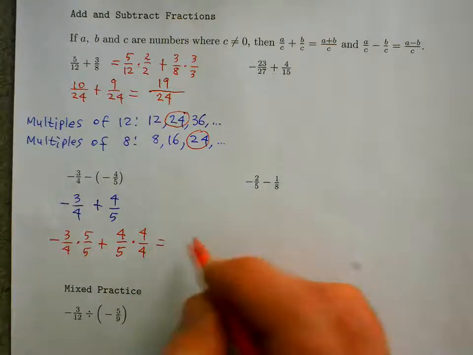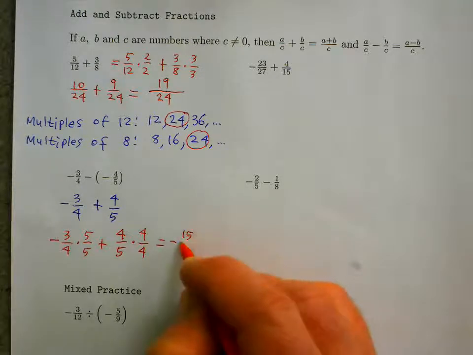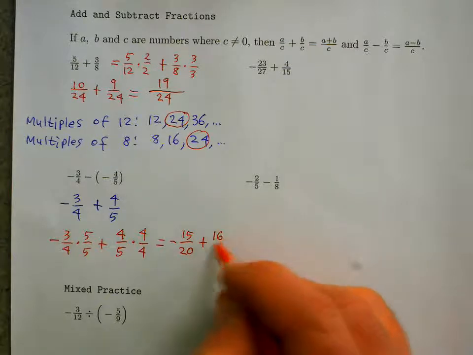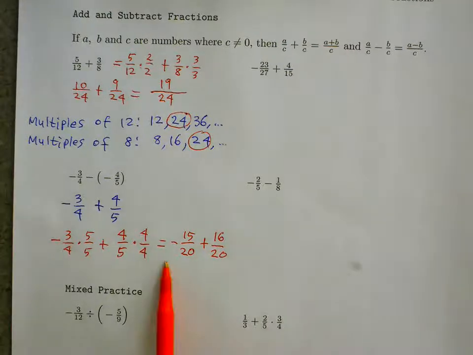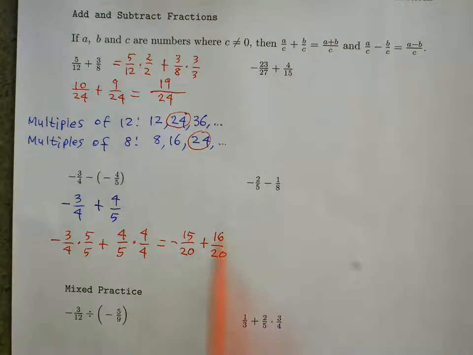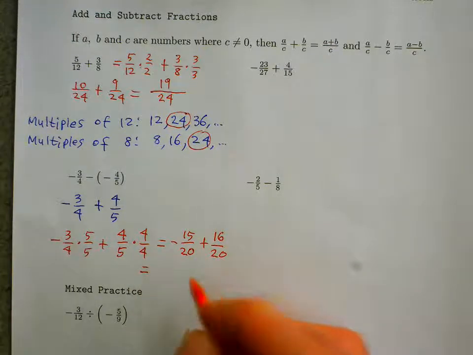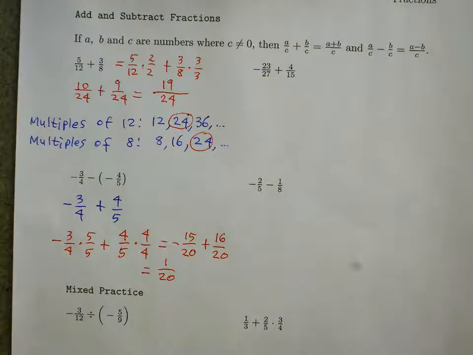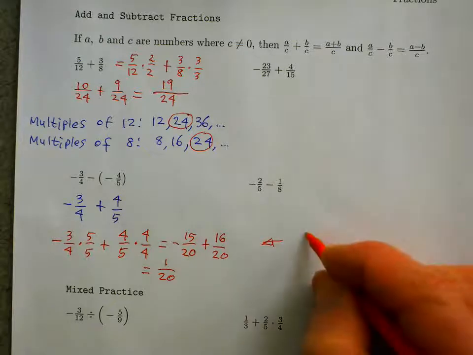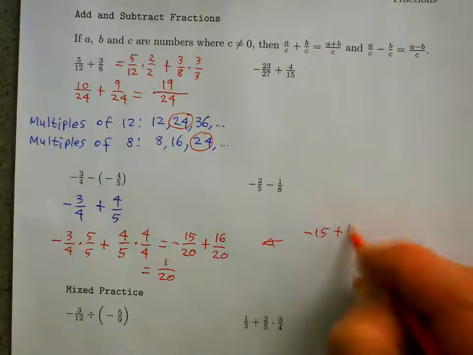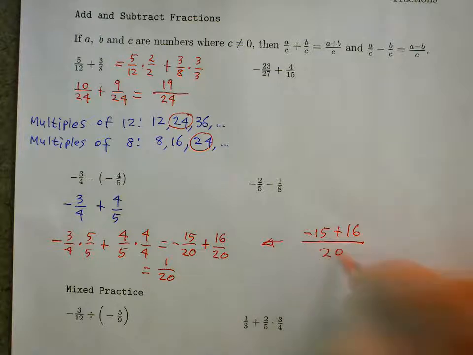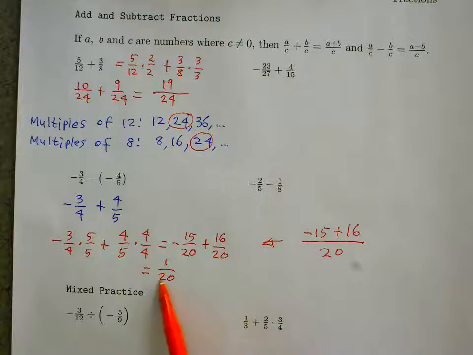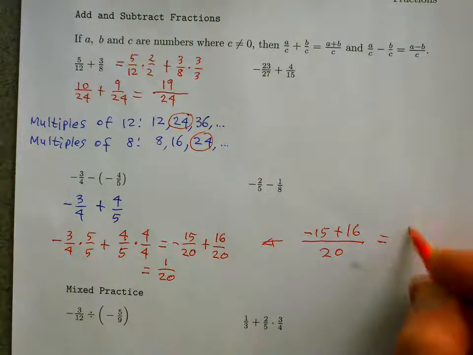And then we get negative 15/20 plus 16/20. And then negative 15/20 plus 16/20 is positive 1/20. So what we did in the numerator, we had negative 15 plus 16 over 20. And negative 15 plus 16 is positive 1. So that's the result, 1/20.